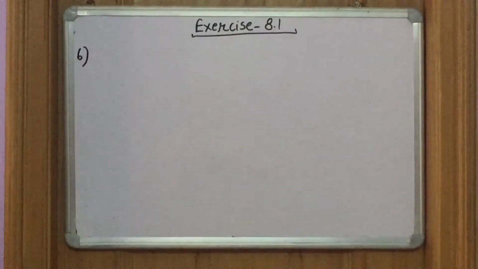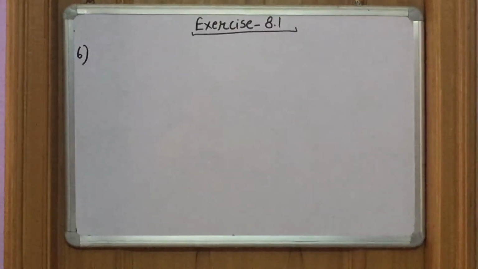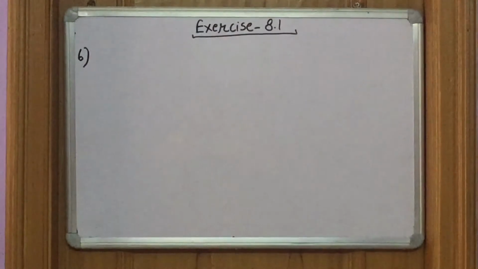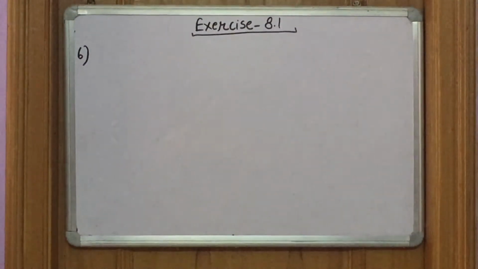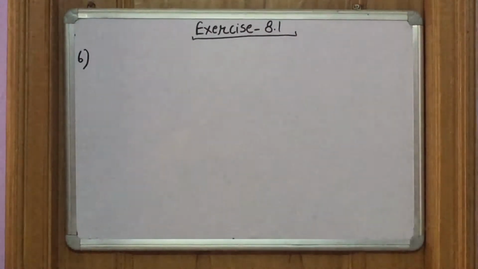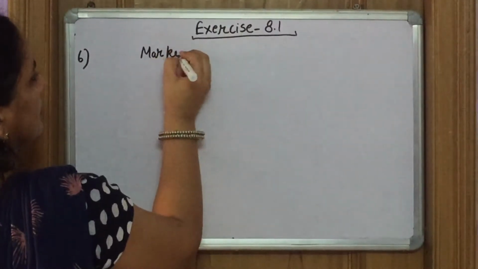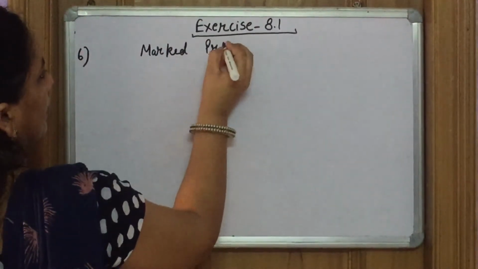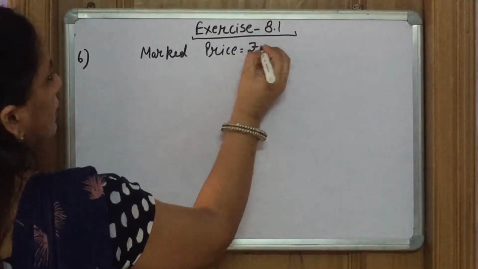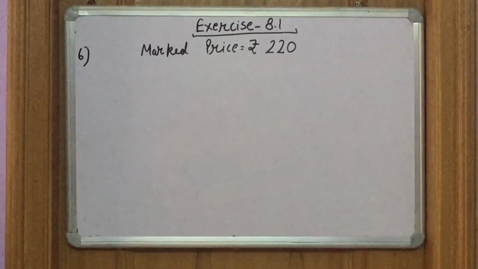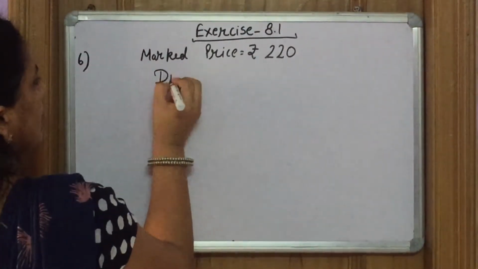The statement is: the list price of a frock is given as 220. A discount is given of 20%. What is the amount of discount on it? You have to find out discount and selling price. So first of all, from the statement, we will write here mark price. Mark price is given 220 rupees. Next, discount is given.